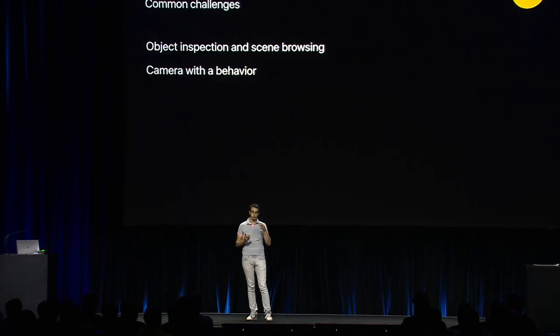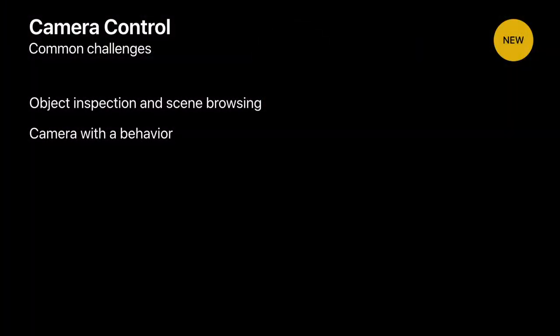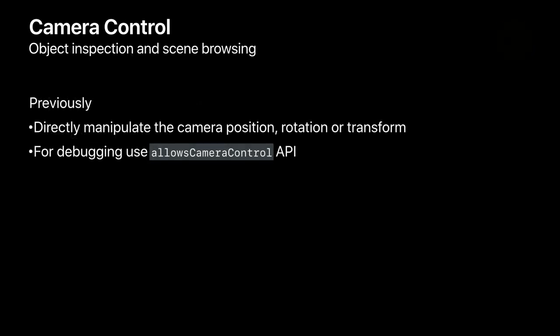People who want to inspect a 3D object by rotating around a 3D object, for example, developers who are building a simple 3D viewer or an editor. And developers who need some more sophisticated camera behavior, for example, for games or more advanced apps. So let's start with the first use case for now.